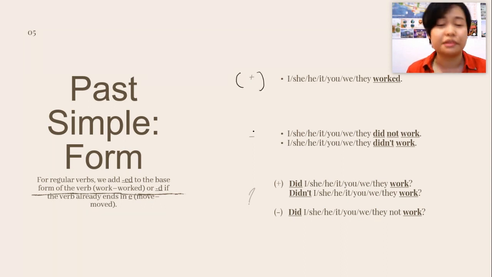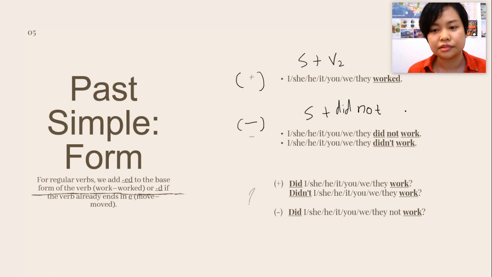For the positive or the affirmative sentence, it consists of subject plus verb 2, past verb. And for the negative sentence, it consists of subject plus did not plus verb 1. For the interrogative sentence, the pattern is did plus subject plus verb 1. Don't forget the question mark.